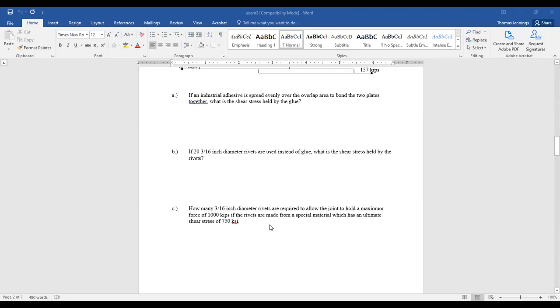And then C is actually more of a design problem, a little bit closer to what we talked about last week, where they're asking you how many rivets you're going to need to support that joint. And that's a little closer to what we have on our current homework assignment. So here you've got to figure out what area do I need to handle this force. If you've got 1,000 kips of force applied, and the rivets have a maximum shear stress of 750 ksi, that should tell you about how much maximum stress you need.